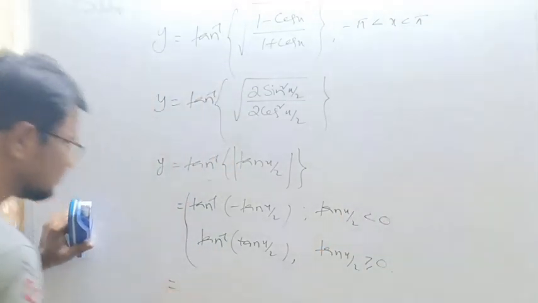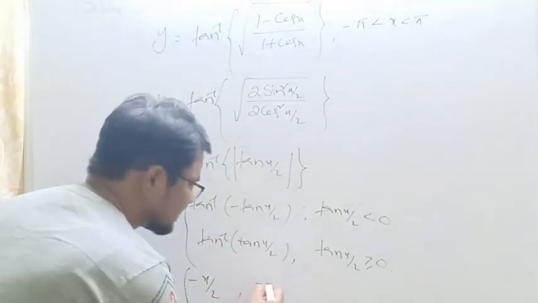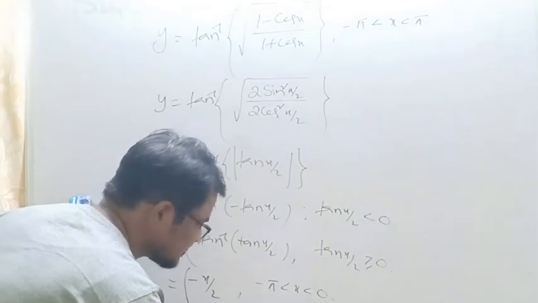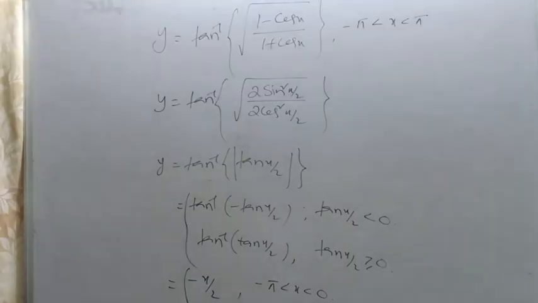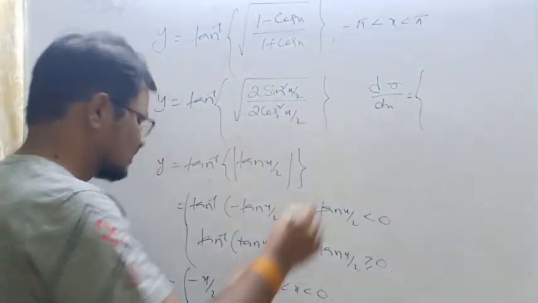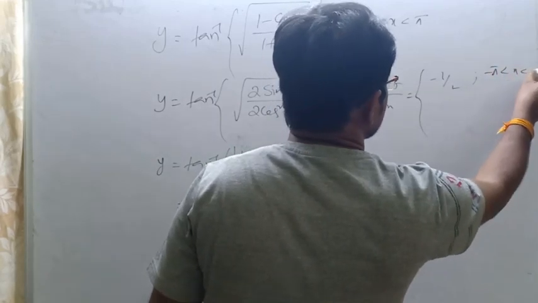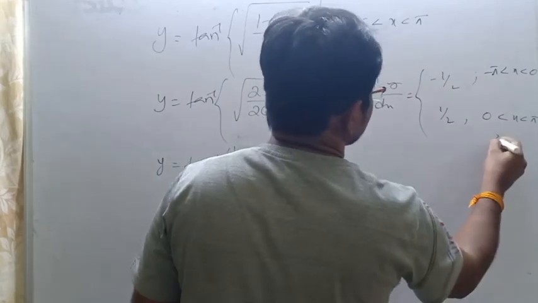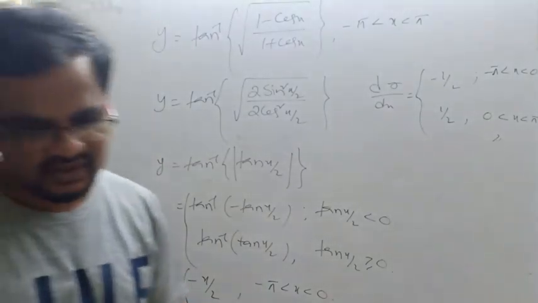That is equal to minus x by 2 in the interval minus pi less than x less than 0, and x by 2 when 0 less than x less than pi. Now do the differentiation. dy by dx equal to minus 1 by 2 in this interval, minus pi less than x less than 0, and 1 by 2 when 0 less than x less than pi. Okay, because in this interval it is negative, in this interval it is positive. Next problem.